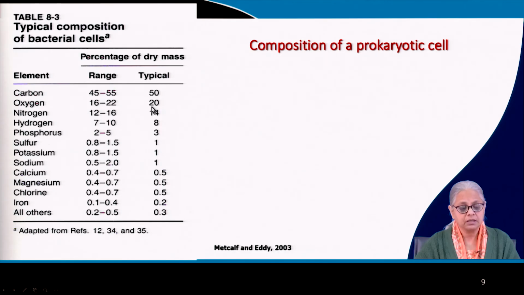Oxygen is about 20% of the dry weight, nitrogen 14%, hydrogen 8%, phosphorus 3%, sulfur, potassium, sodium about 1%, and then we have the other nutrients. These are what we call macronutrients, and then we have the micronutrients: calcium, magnesium, chlorine, iron, and so many other elements that are part of the periodic table. They are all below 1%, and we call them micronutrients. The others equal to and above 1% are all macronutrients.